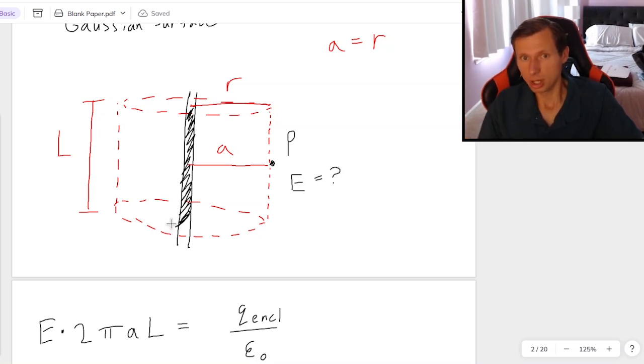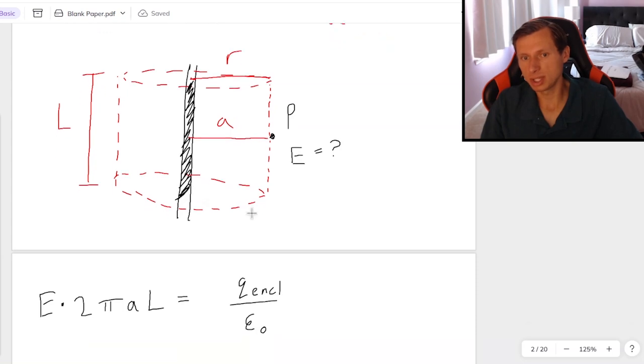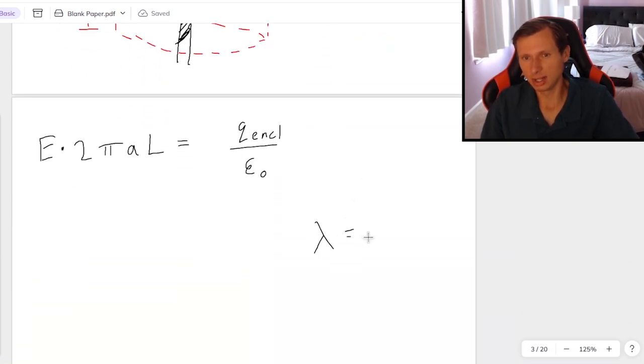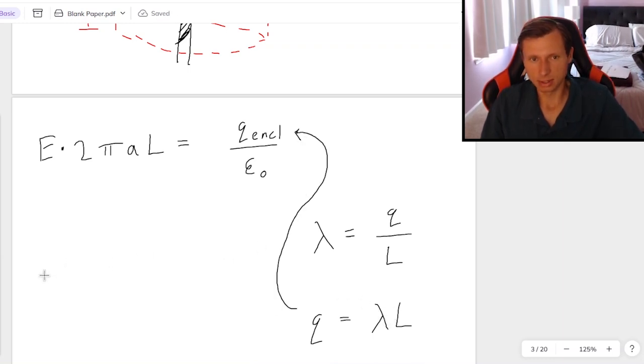It's an infinite charge because it's infinitely long, but we're only looking at a section of this, the L section of this here. And so that means if you want to find it, we are going to be using that lambda equation that I mentioned earlier. Linear charge density lambda equals charge over length, in this case L. If we're solving for Q, which I am, just multiply both sides by L, and that's going to be my charge enclosed, lambda L. So I'll just plug that in right there. So E 2 pi AL equals lambda L over epsilon naught.